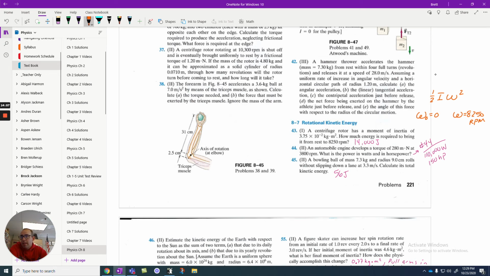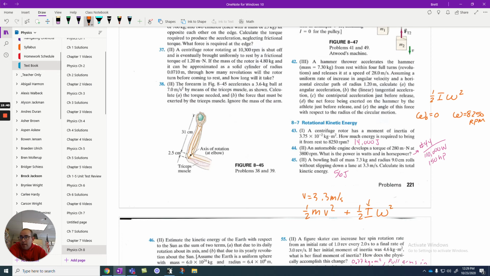45. Keep in mind, on 45, the ball is rolling down the lane without slipping. It has rotational and translational kinetic energy. So one of the things that gets people into trouble is we're told that it's going at a velocity of 3.3 meters per second. That doesn't tell me how fast it's rotating. And so I can find the 1/2 mv squared right now. I've got the mass, it's 7.3 kilograms, I've got the velocity, but what I can't find is I omega squared.